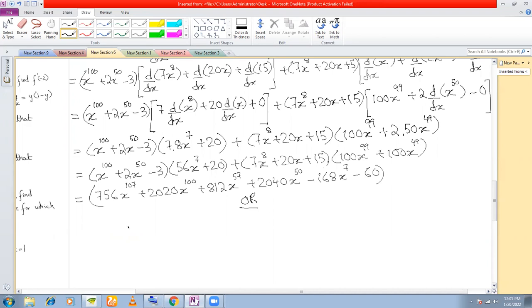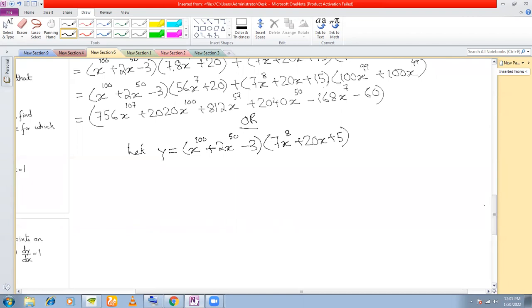So I have y is equal to, the given function here is x to the power of 100 plus 2x to the power of 50 minus 3 into 7x to the power of 8 plus 20x plus 5. Now, above I have demonstrated how to use the u into v rule. But as this is a product of two polynomials, and as I told you, it is always advisable to multiply the polynomials first and then differentiate. Okay, this is a better way of doing it.